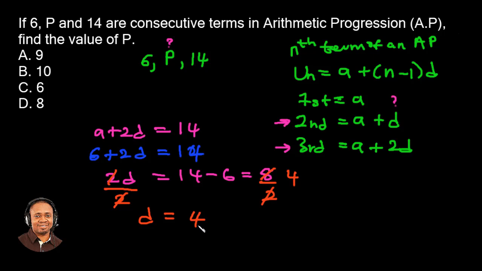Now that we have the common difference, we also have the first term a. So we can come back to our second term. The second term will be p, which is equal to a, which is 6, plus d, which is 4, and that gives us 10. So our value of p is 10. We can go to the answer options now. So we see that answer option B is the correct answer.